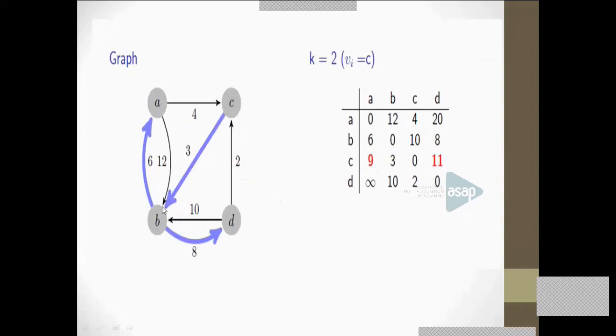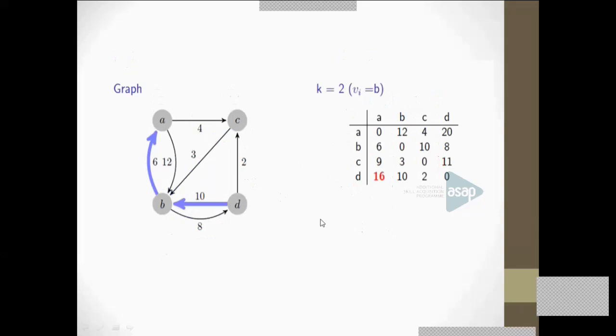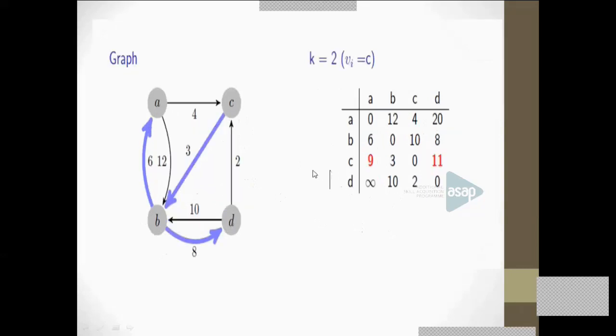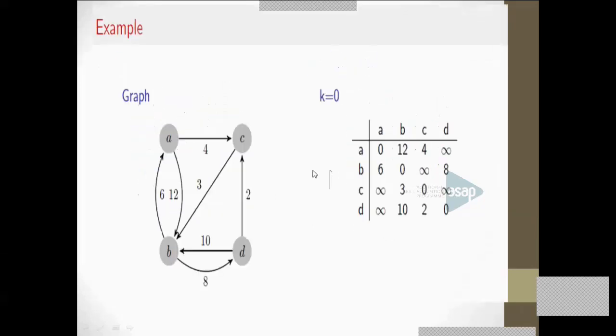Then another thing, all the rows are getting updated. D to A also there was no direct edge. Now via B, you can find a D to A edge, D to B and B to A.